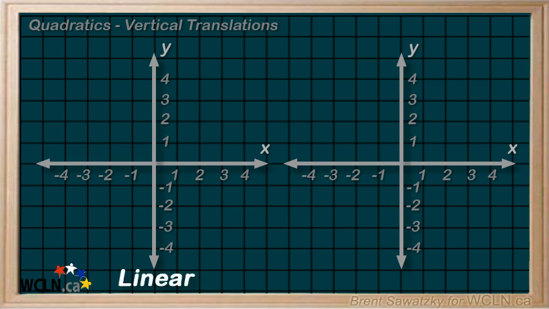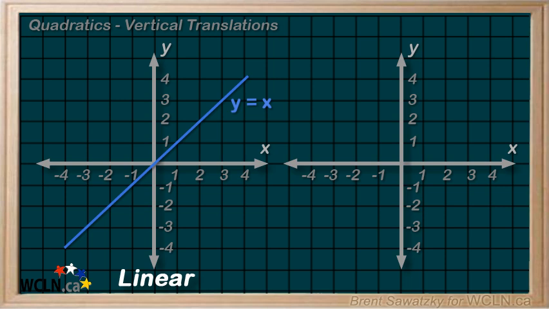In slope-intercept form, we can easily identify the y-intercept, or the b, at the end of the equation, the constant. So let's consider the base linear equation, y equals x. And in this case, with no b being shown, well, we know that the b is 0. And it looks like this. When x is 0, y is 0. It passes through the origin.